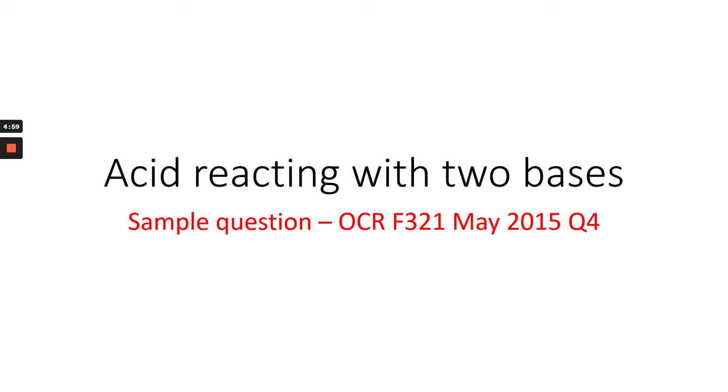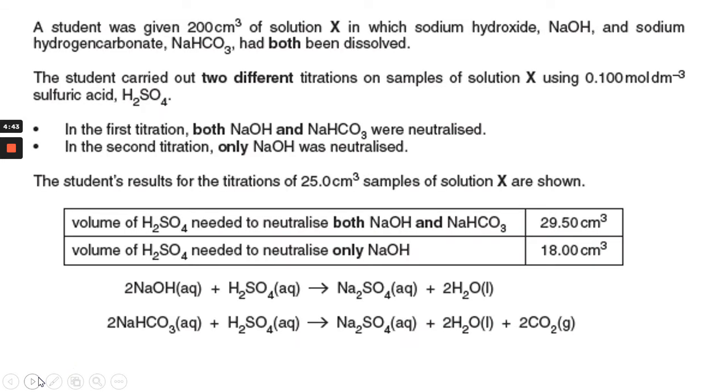Welcome to this clip going through how you can calculate a titration involving an acid reacting with two bases. I'm going to look at the OCR Chemistry A F321 paper, May 2015, question number 4. So let's have a quick look at this, and while I'm going through it you can have a quick read yourself. I'm just going to take you through a few things to be aware of as we go.